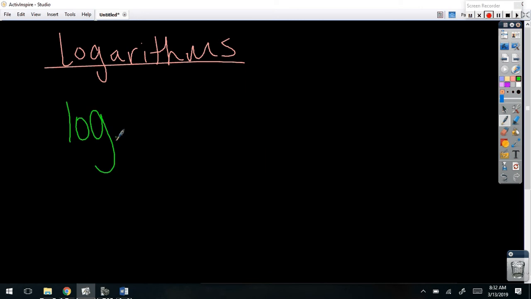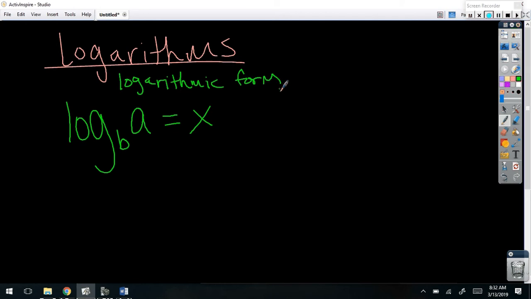If I have log, this is called the base. It's written as a subscript. So log base b of a equals x. Okay, this is logarithmic form. And I can easily change that to what we call exponential form.